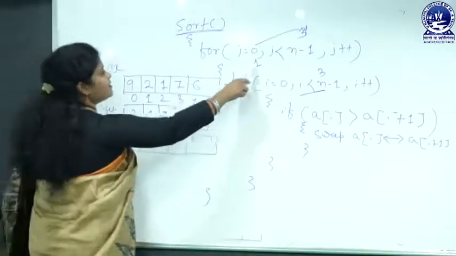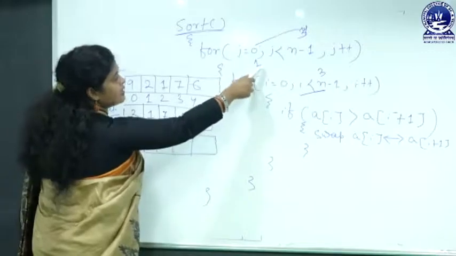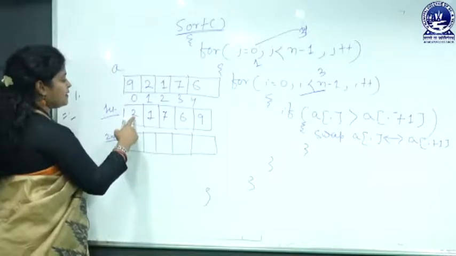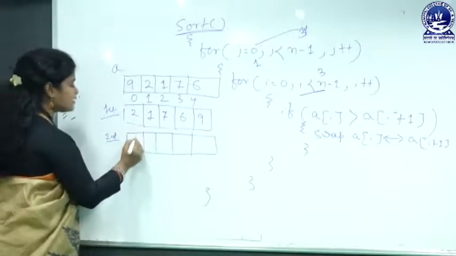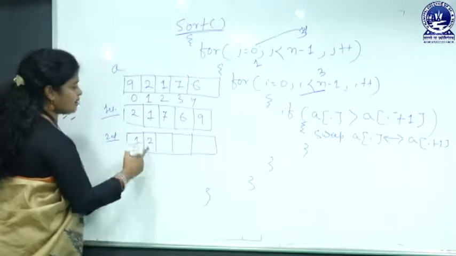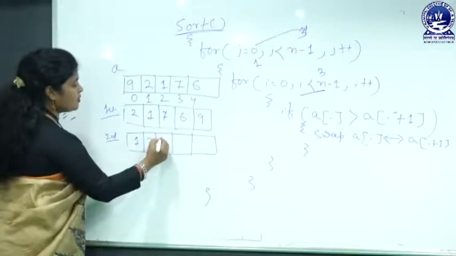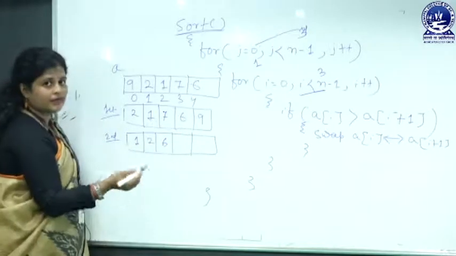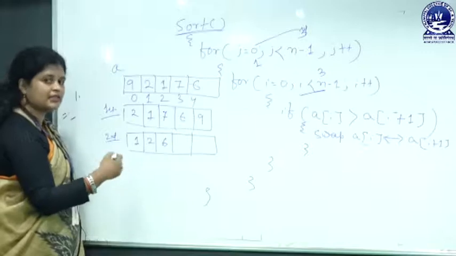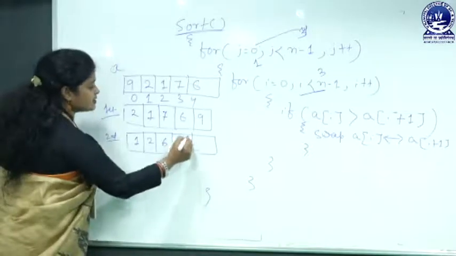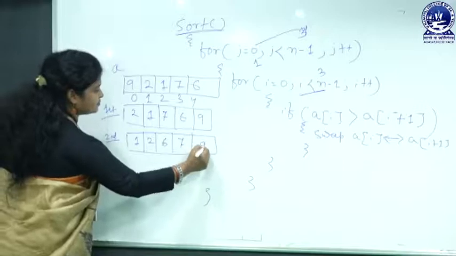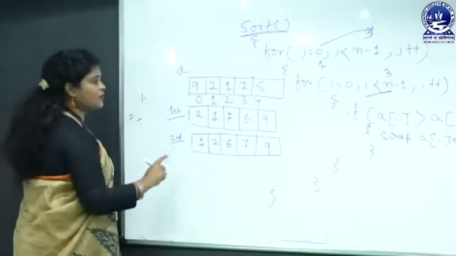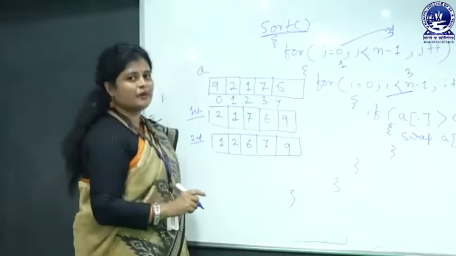So, when the j value is 1, the condition is true and it will again enter this part and start comparing. This one is greater than this one, yes, 1 will come here, 2 will come here. This one is greater than this, no. This one is greater than this, yes. So, swapping, when there is a greater value in the previous position, there will be a swapping. Then this one is greater than this, no. So, at the end of the second iteration, we will get this type of output.